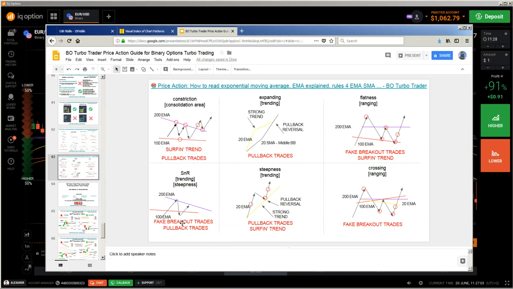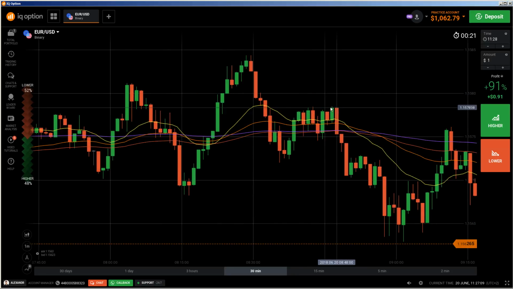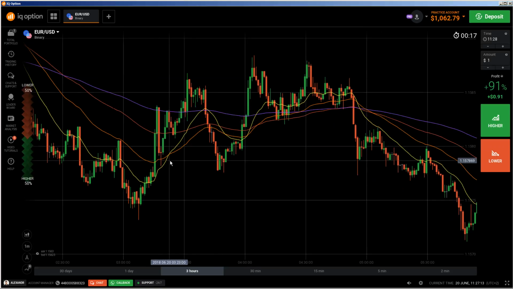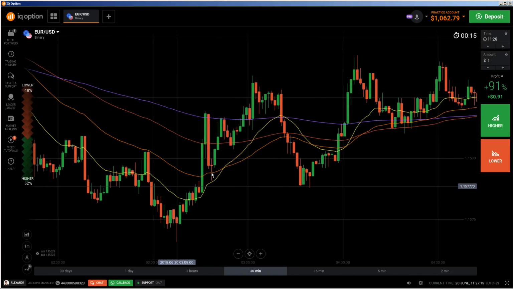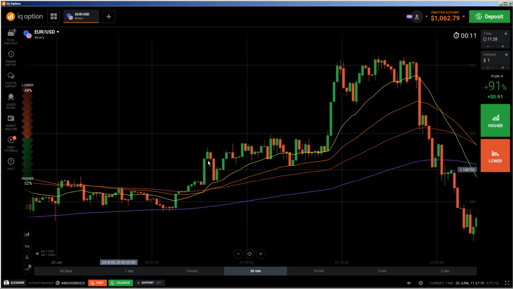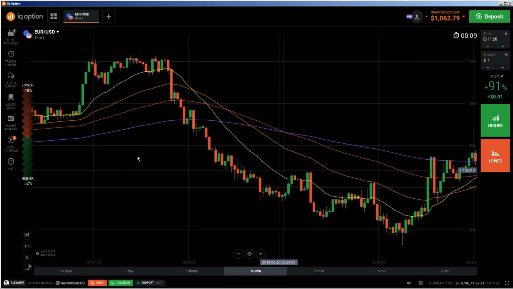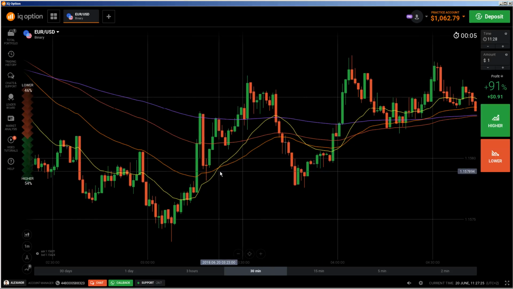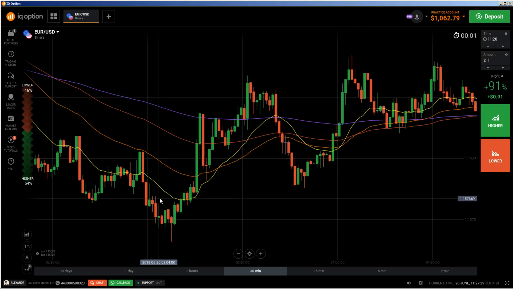That is the steepness, where it's trending, but all in one direction. So let me show you this. For example, here we have some kind of steepness, but I want this in between of this, but I don't see this. So it's steeper, it's trending. So you see the 20 EMA here, how steep it is. So let me show you this.